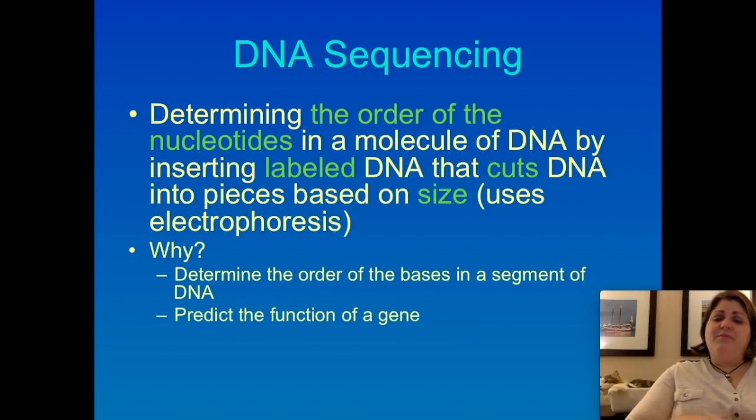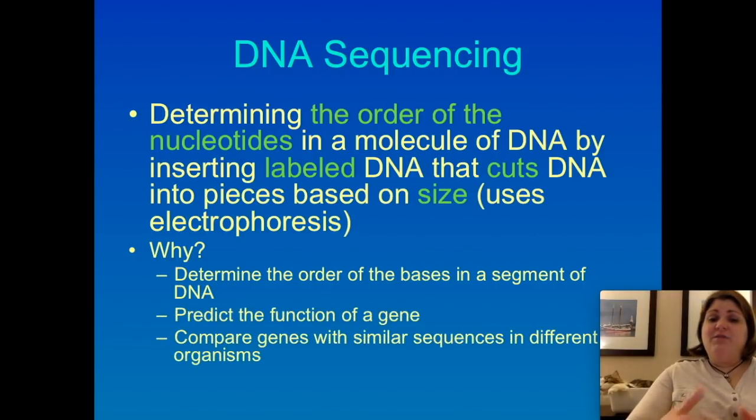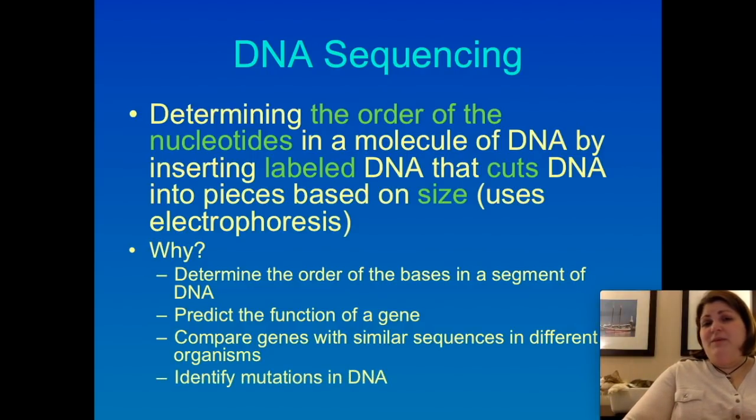We might do that to help predict the function of the gene, to help determine what the amino acids will be. We can compare genes of similar sequences to different organisms, like we did with insulin and cow DNA. We can identify where there are mutations and what the effect of those mutations would be, and a great number of other things.